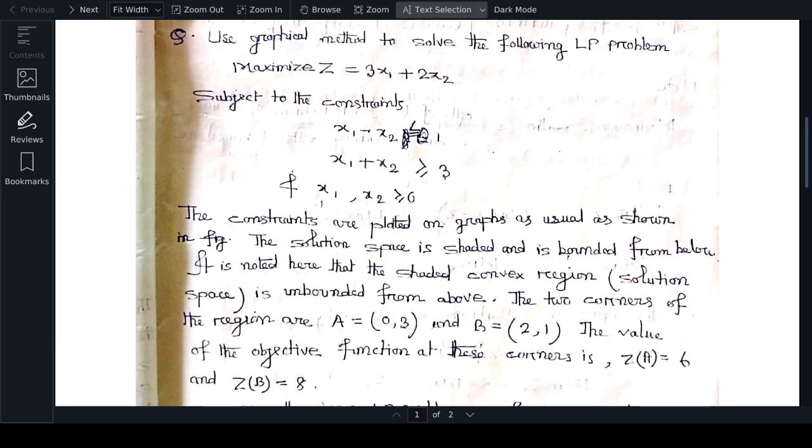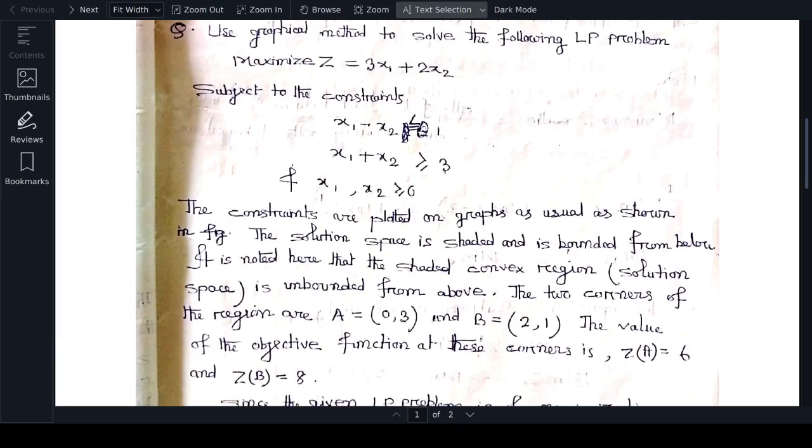Anyone? Can we solve it by graphical method? Yes, sir. Tirth Agarwal, can we solve it by graphical method?